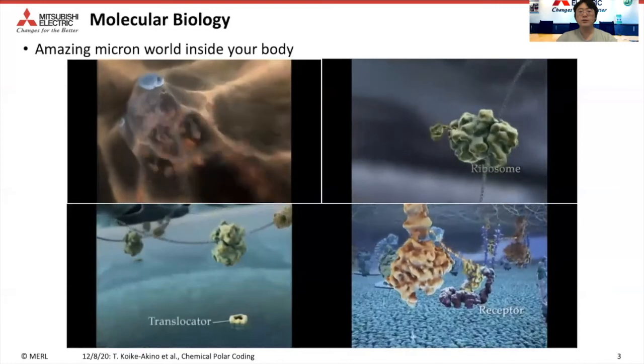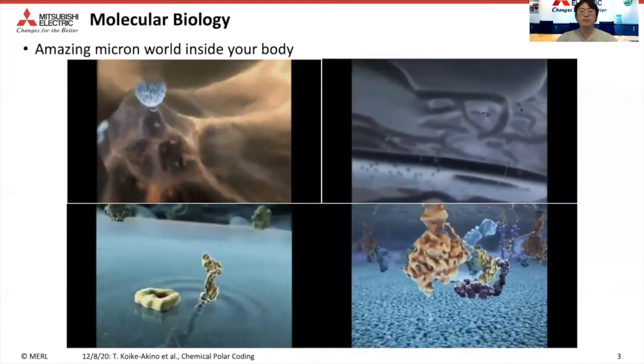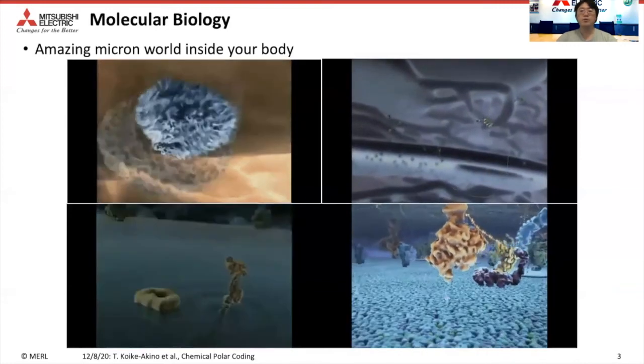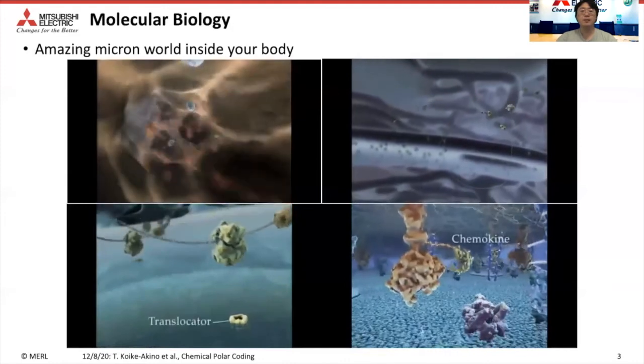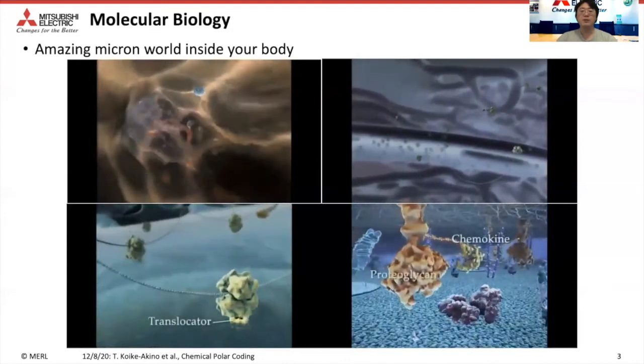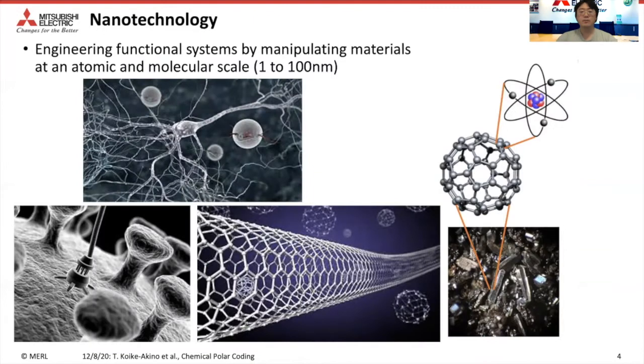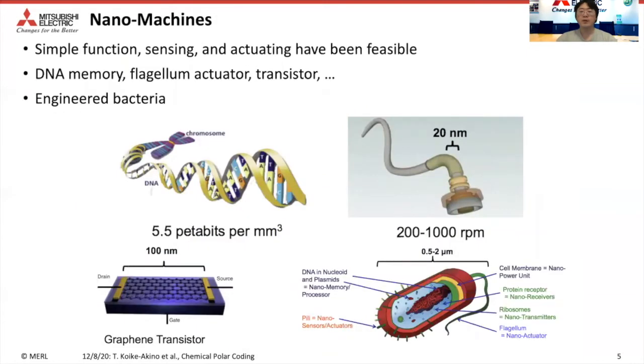Let's look inside of our body. There are many molecules working for us. Molecular biology is really amazing. Recent advancement of nanotechnology can manipulate some materials at atomic to molecular scales. Then in future, we can consider nanomachines which can provide some simple functionality, sensing or actuation.